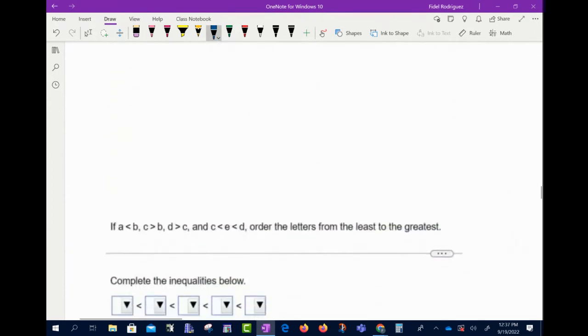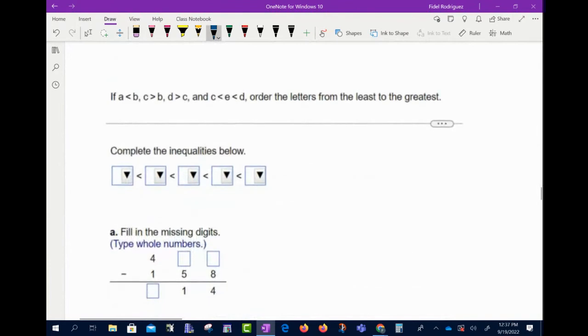All righty. So now I'm going to go ahead and go through this next problem here, and it says if A is smaller than B, and C is bigger than B, and D is bigger than C, and the letter E is between C and D, order the letters from least to greatest.